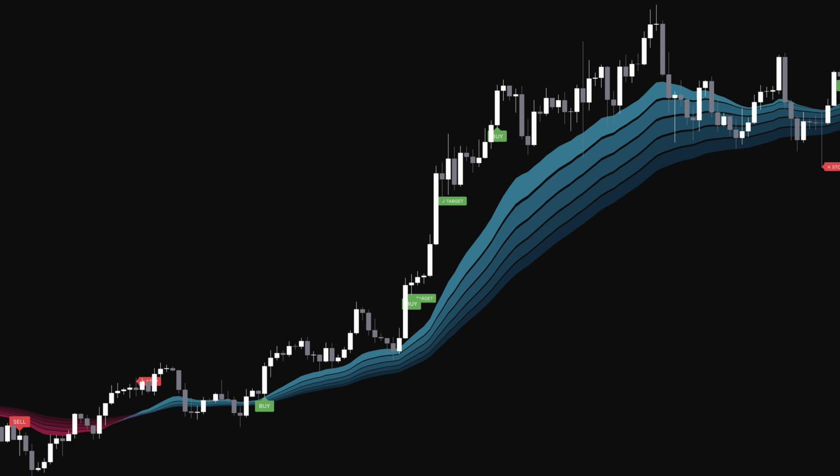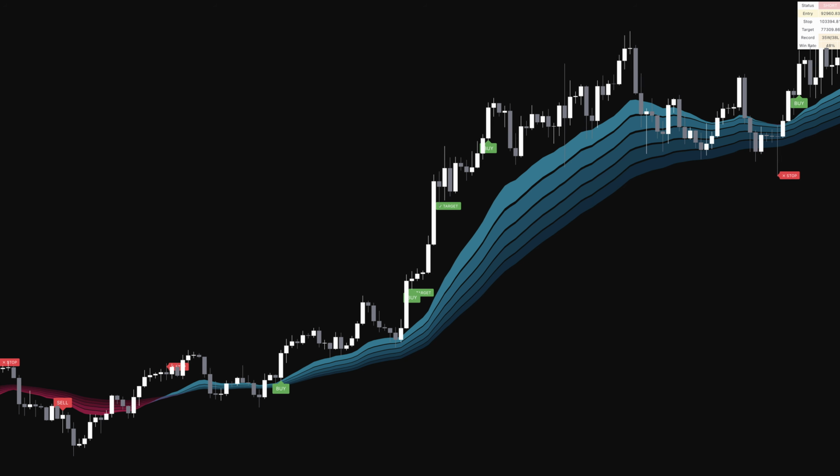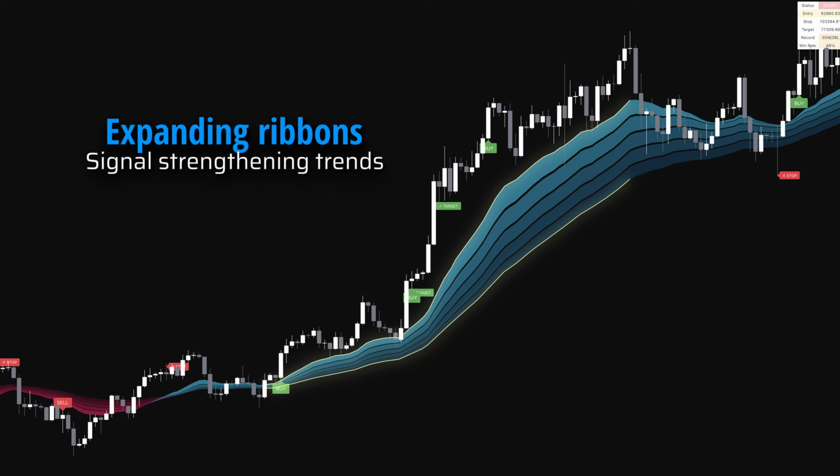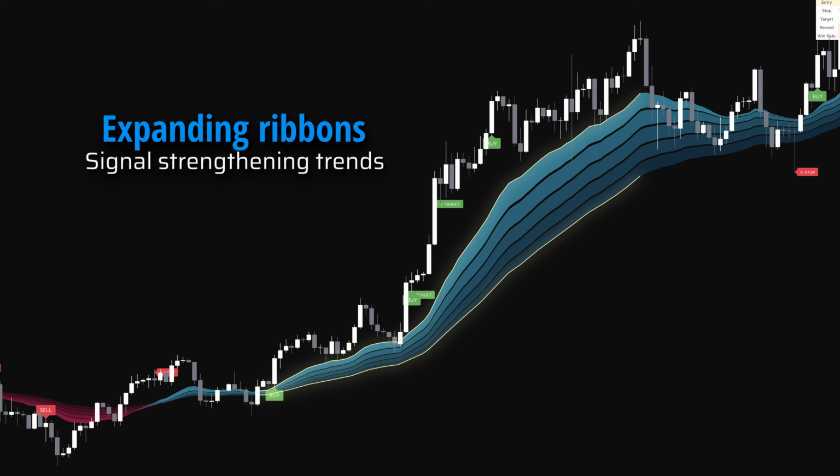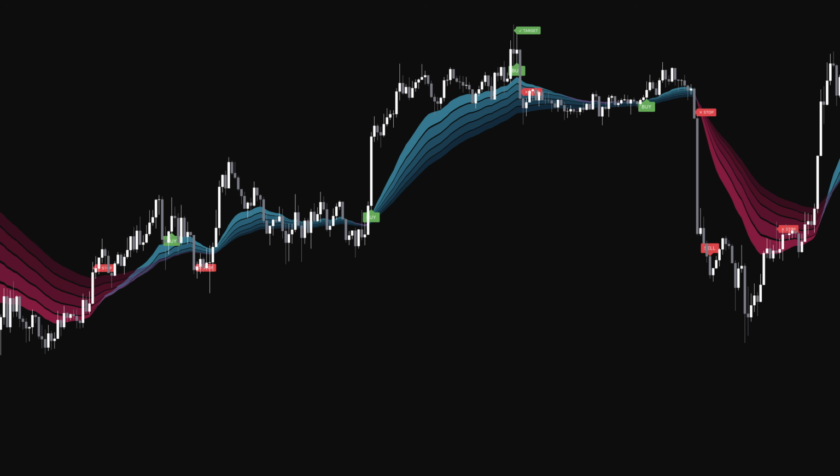Ribbon spacing provides visual feedback about trend strength and reliability. Expanding ribbons with clear separation between layers signal strengthening trends, ideal conditions for new positions. Squeezing or contracting ribbons suggest losing momentum or consolidation approaching. Signals during compression periods carry higher risk of failure as trends weaken.